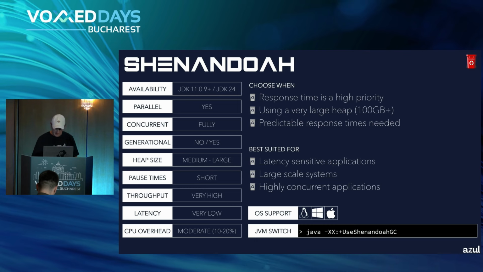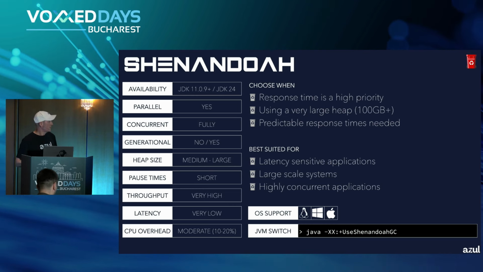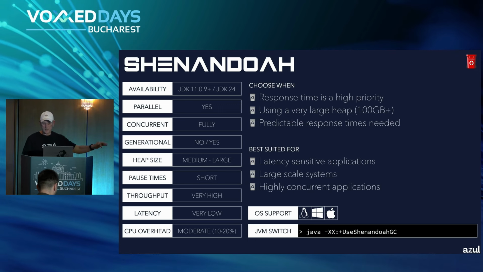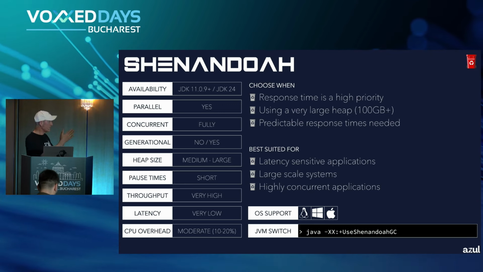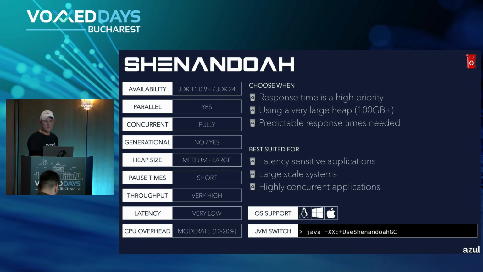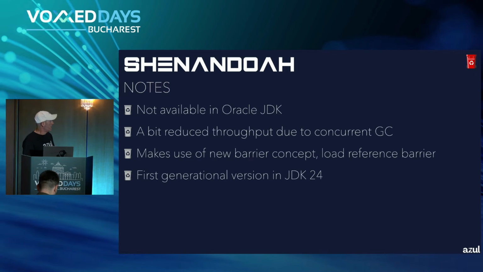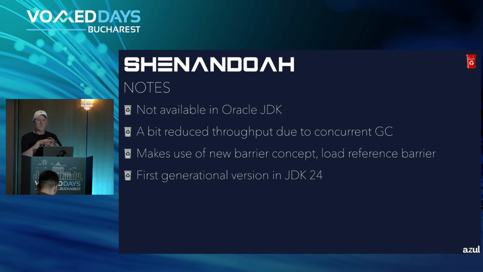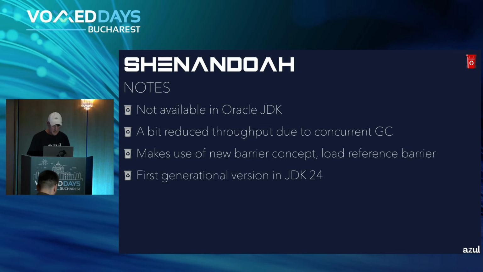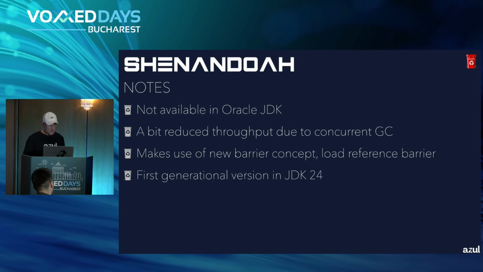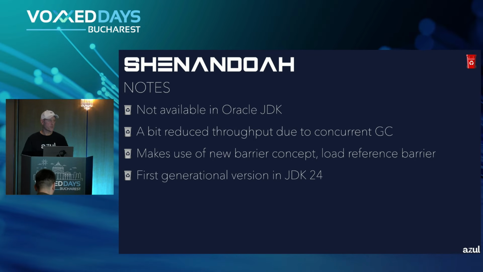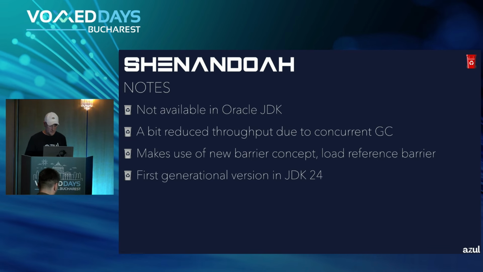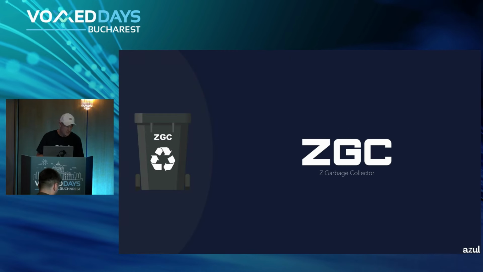Right? And all the collectors that I will show you now have the same feature. You see the overhead is moderate, 10 to 20%, so it's again higher because it's fully concurrent. It means you really need some CPU at the same time doing the garbage collection, right? It's not available in Oracle JDK, but it's available in OpenJDK, that means in all the OpenJDK builds except Oracle's. Just to let you know, if you would like to use it, you can't. You have a little bit of reduced throughput. This is because of the concurrency, and they use new concepts like barriers, but I will come to that because, yeah, we still have a couple of minutes left.